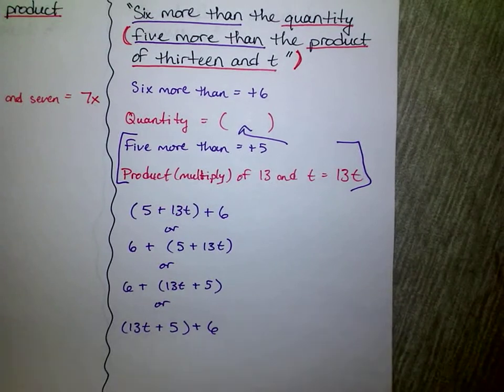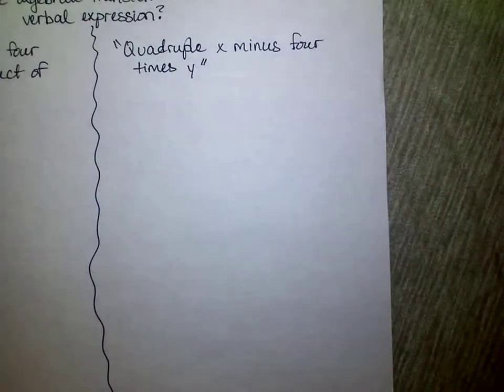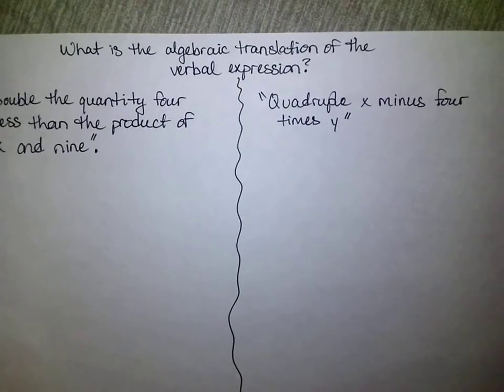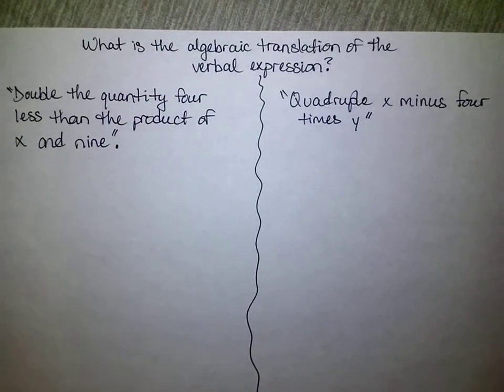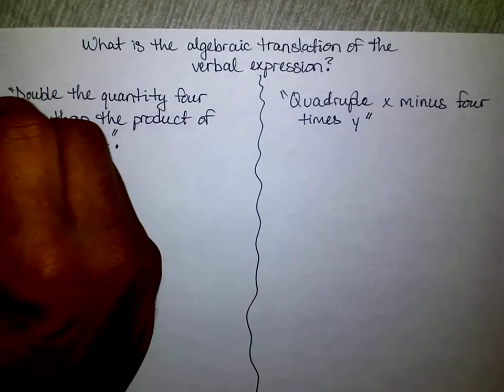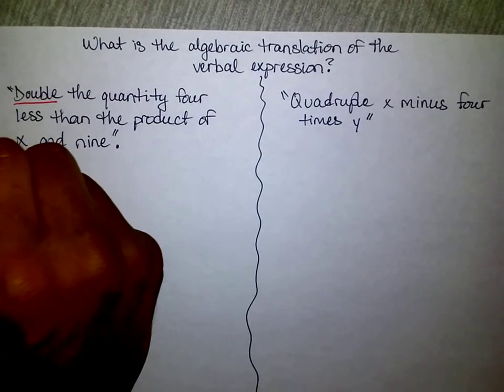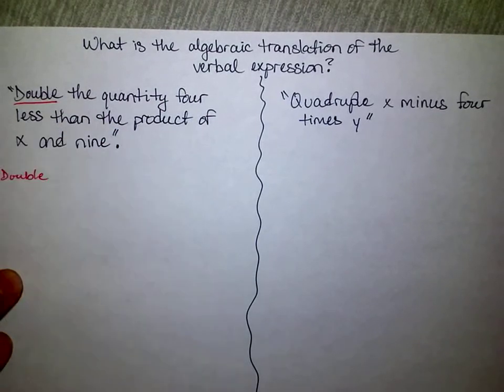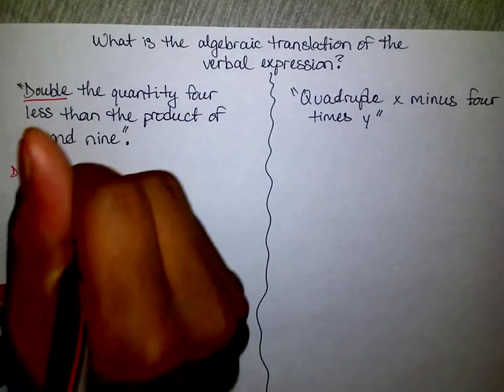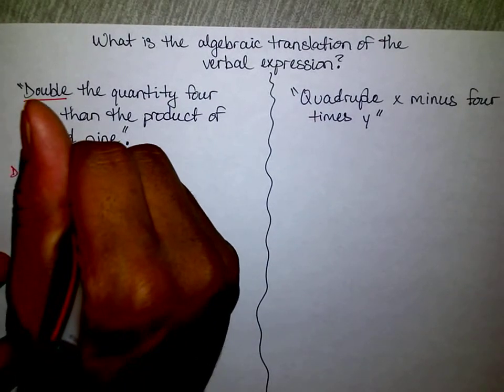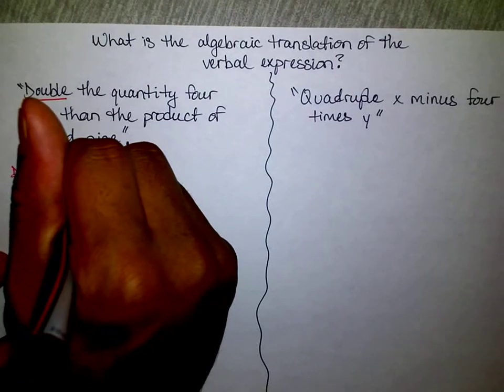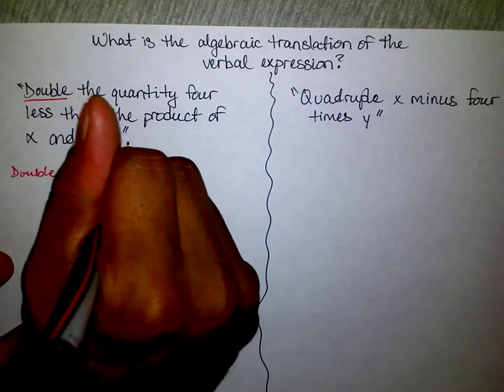Alright, let's take a look at the next one. Next and last two says, what is the algebraic translation of the verbal expression? Double the quantity 4 less than the product of x and 9. So, we all know that double means times 2. Okay? So double is times 2, or 2 times. Okay?